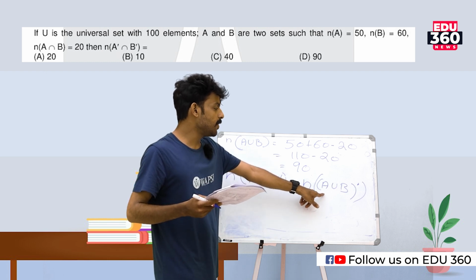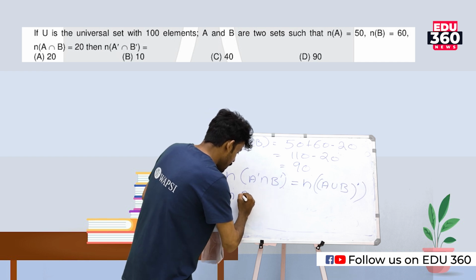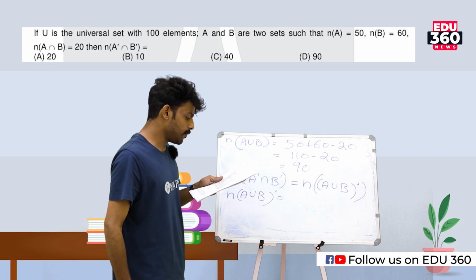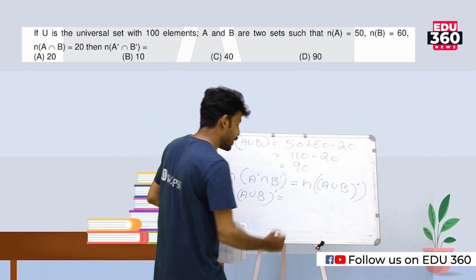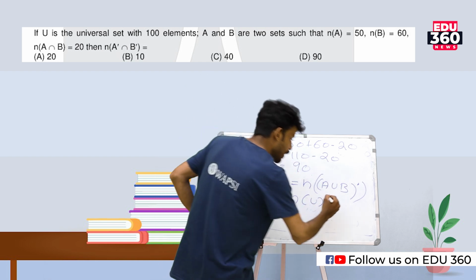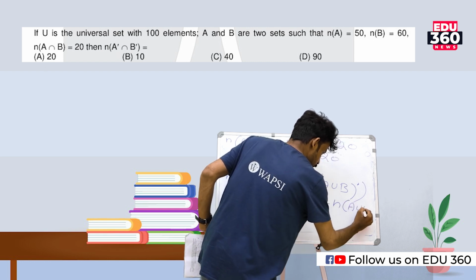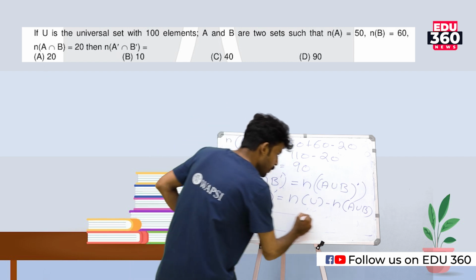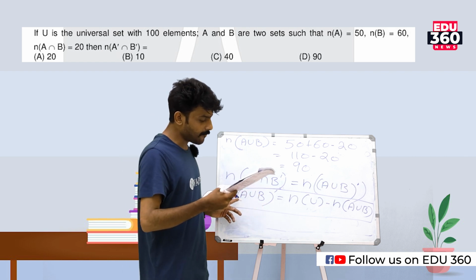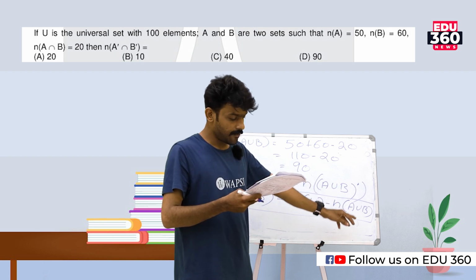What is this? n of A union B, the all dash is equal to, let me write here, n of U minus, the universal set, n of U minus n of A union B. We can put it in a box. So n of A union B, the all dash will be equal to n of U minus n of A union B.